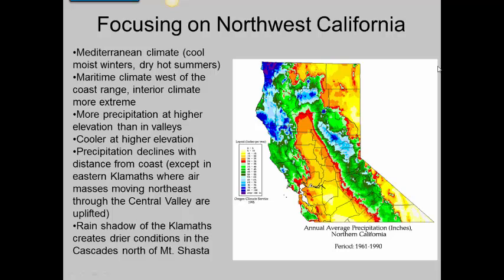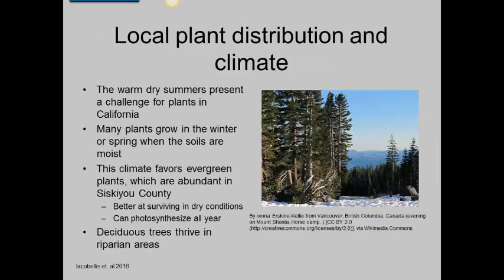If we take a look at the map, we see up above it, the conditions are much drier, and that's because this is an area that's in the rain shadow of the Klamath Mountains. So we have huge diversity in climate locally, and it has many impacts on our plant communities.